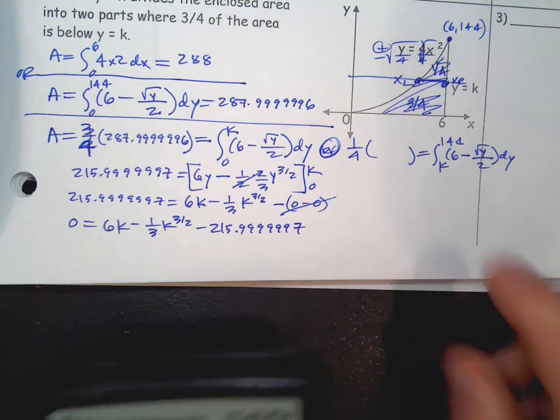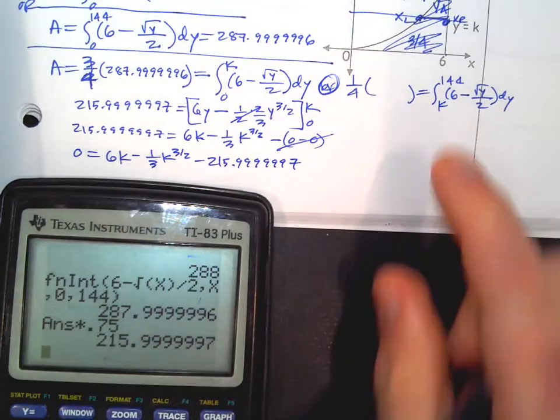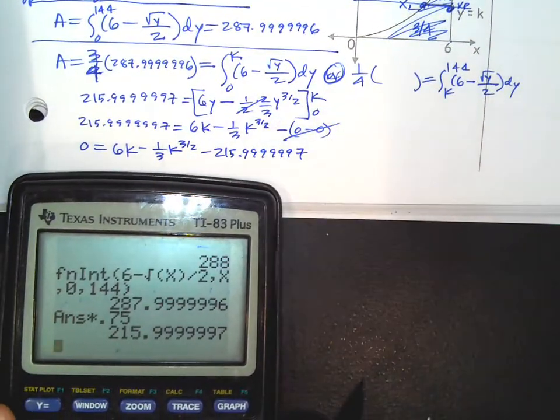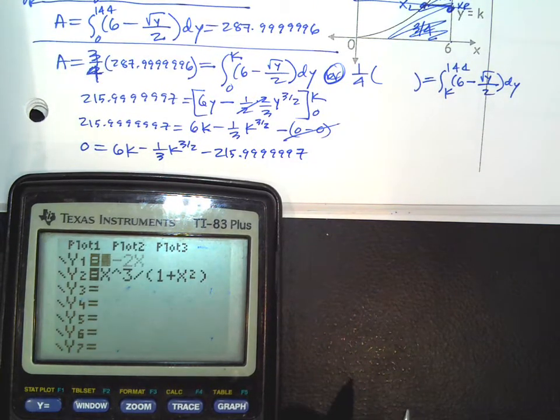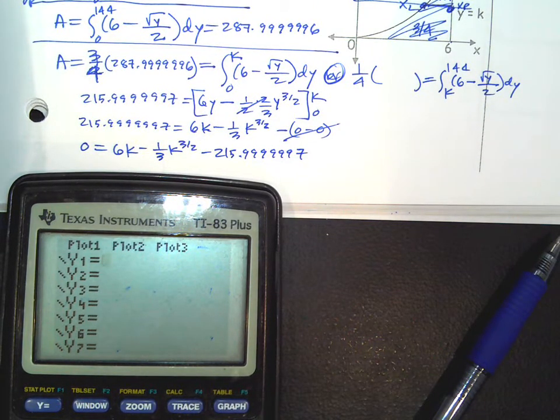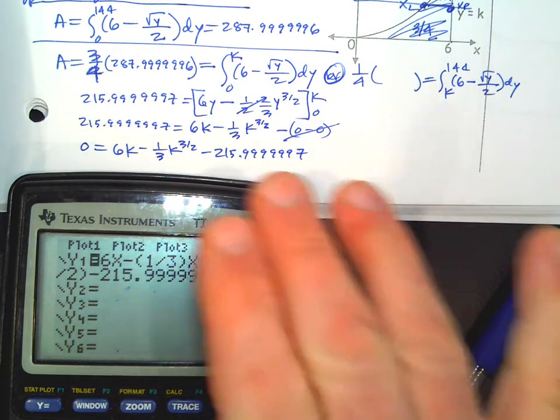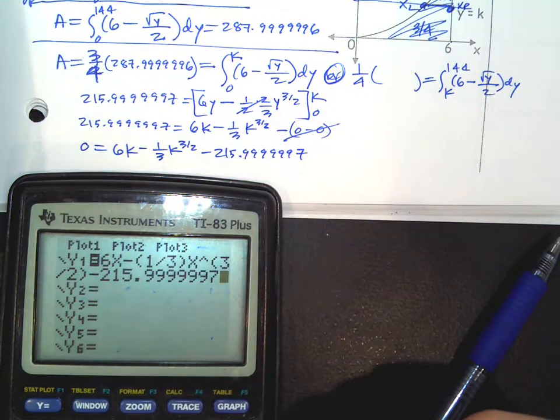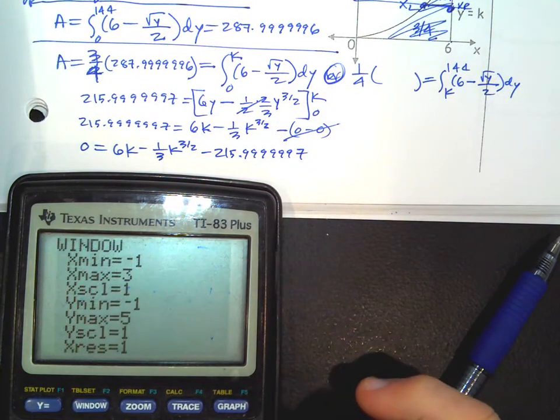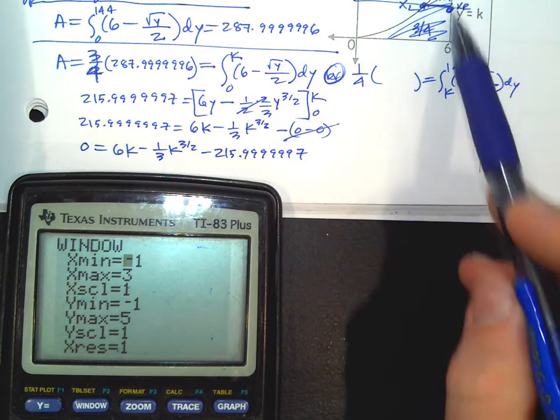Graph one function and find its x-intercepts. And that will be the solutions to that equation. So you need to know how to solve an equation on your graphing calculator. So this is going to be 6x minus 1/3 x to the 3/2. You better put in parentheses if you can do that. Otherwise, you do 1.5. Minus 215.9999997. Type exactly in what you're writing down. That should match.